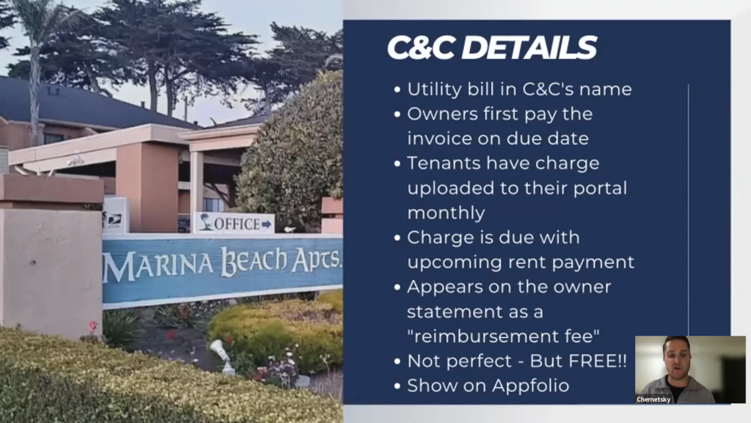It's going to appear on their owner statement as a reimbursement fee. So they're going to have a line item for water. They'll have a charge on their expenses for water, and then on their income, it's going to appear as a reimbursement fee. So they will have both an income increase and a cost increase. It's because you need to show both of those on your Schedule E for taxes.